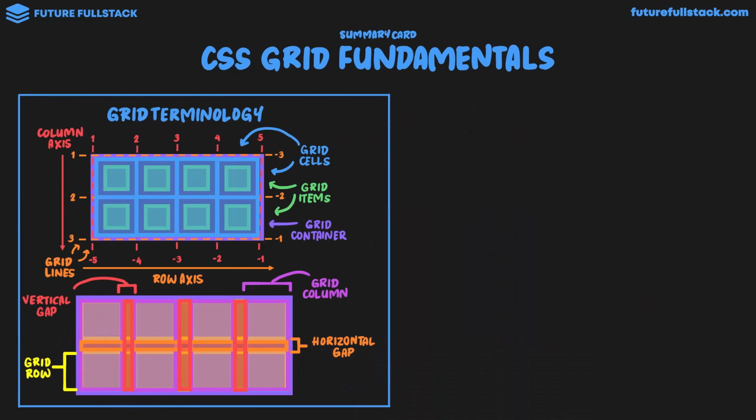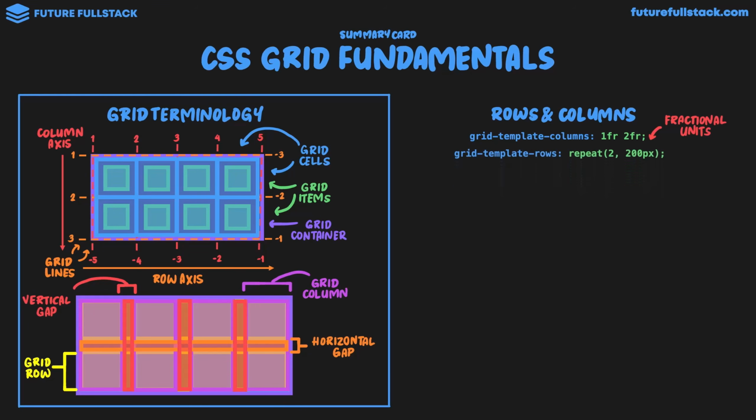So let's wrap up this chapter by adding to our summary card, CSS Grid Fundamentals. In this chapter, we looked at rows and columns. We saw how we could define columns with the CSS property grid-template-columns, and we also looked at fractional units, which are very commonly used in CSS Grid. For grid-template-rows, the CSS property looked like this, where we also saw we could use a repeat function, where the first value is the number of rows, and the second value, in this case, would be the height of each row of 200 pixels.